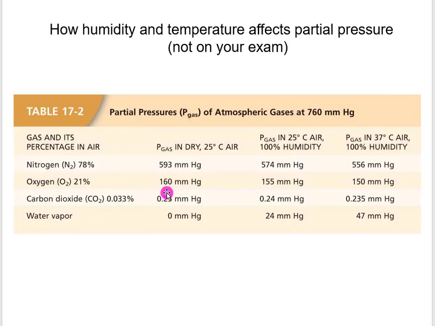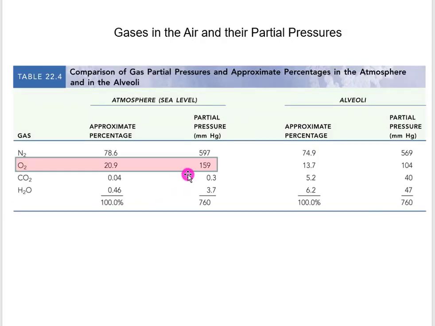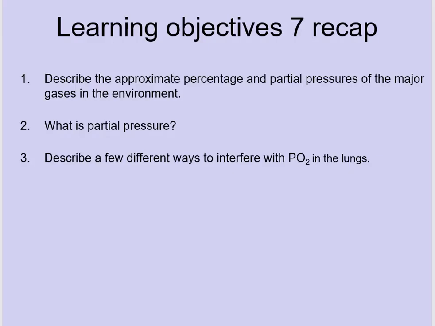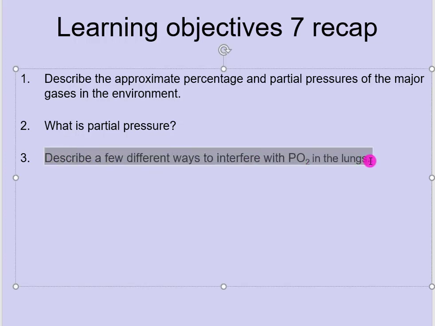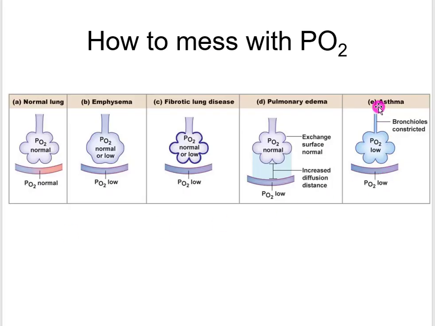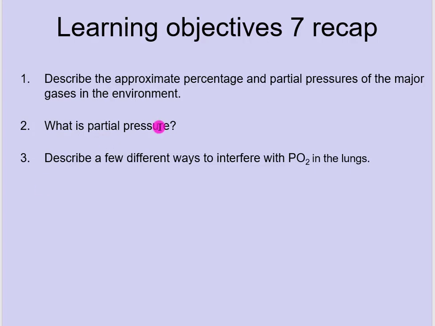So remember that oxygen's contribution is 159, 160. Nitrogen's contribution is 597. And then carbon dioxide and water are pretty small when you look at those contributions, but they should sum up to 760. And then we looked very briefly, not in a lot of detail, because a lot of that detail is more for clinical conversations, at a few different ways to interfere with PO2 in the lungs. Probably the main thing here is bronchial constriction, or bronchoconstriction. Okay, so that'll wrap it up for this particular video.